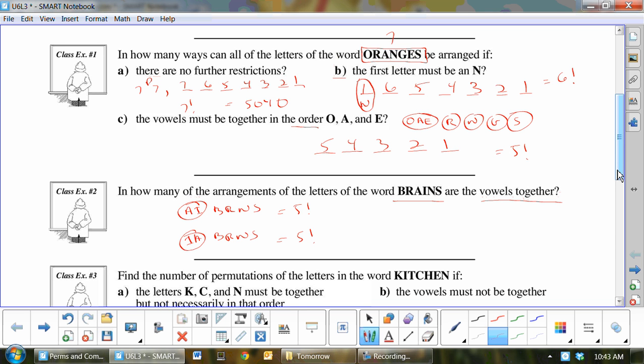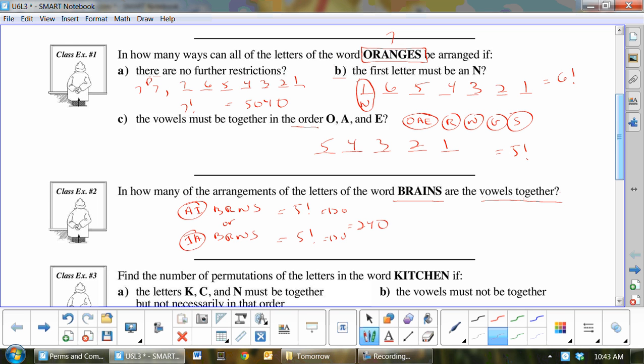Now, what would I do with these two answers? Why? Because it's an or. Because it could be this or that. Can it be that and that? No. It can't be both of those at the same time. Okay? And usually means at the same time. So that or, so you would get 120 plus 120 equals 240. Now here's the way that I always do them.